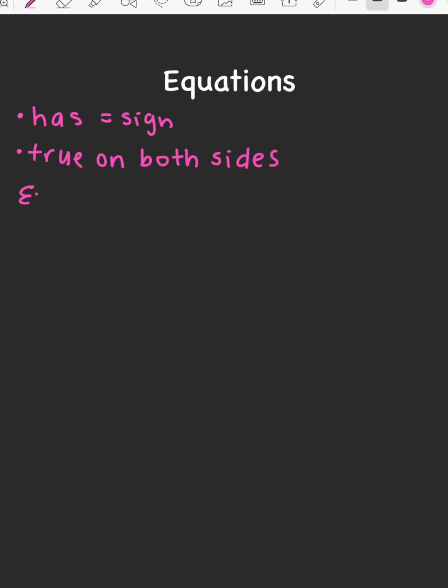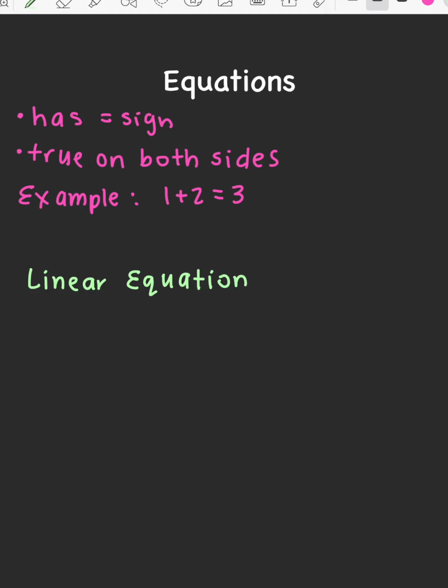So an example of an equation is 1 plus 2 equals 3. Now let's talk a little bit about linear equations, which is the main type of equation that you will find in mathematics: linear equations, quadratic equations, and so on and so forth. So linear equations take on the form of ax plus b equals c, where a does not equal 0. So a can't be 0.